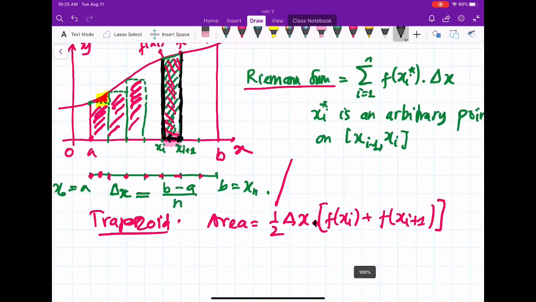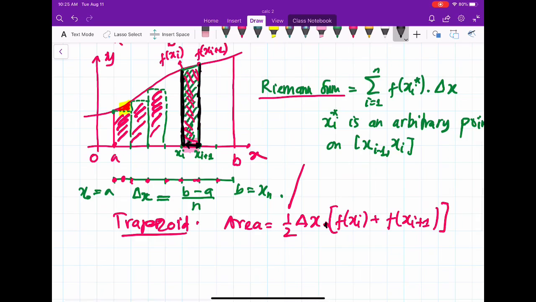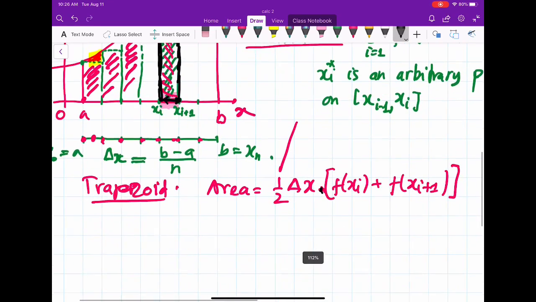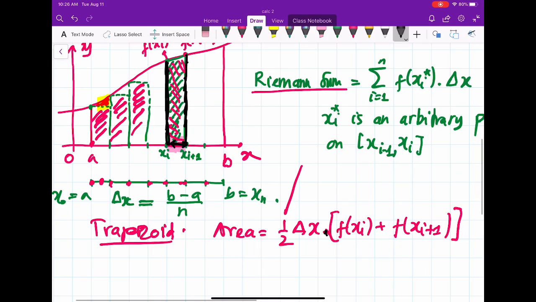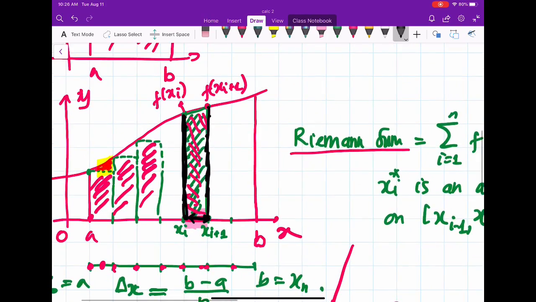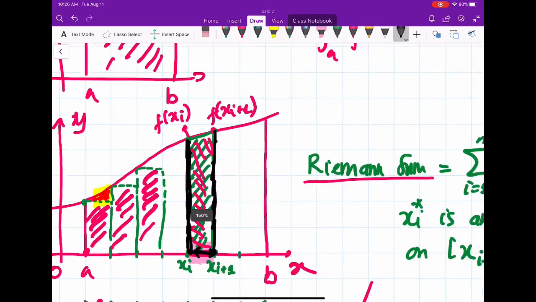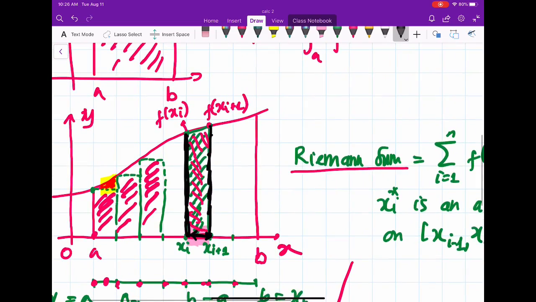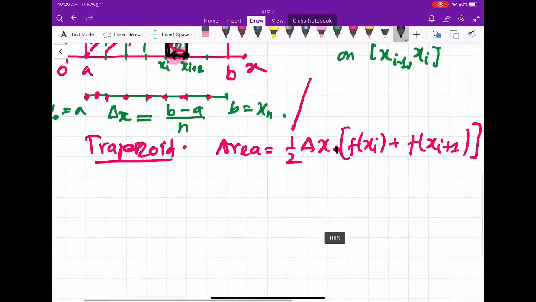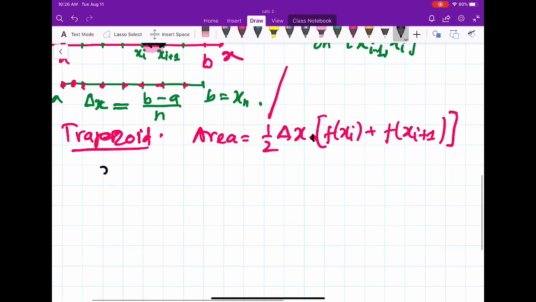Okay, now you run, right? You let i run from where? From 0 to n minus 1, or from 1 to n, whatever you want. Each time I can approximate the area of a small piece by the area of a trapezoid, and then I sum them up. I get a Riemann sum. So I can write the Riemann sum in here.